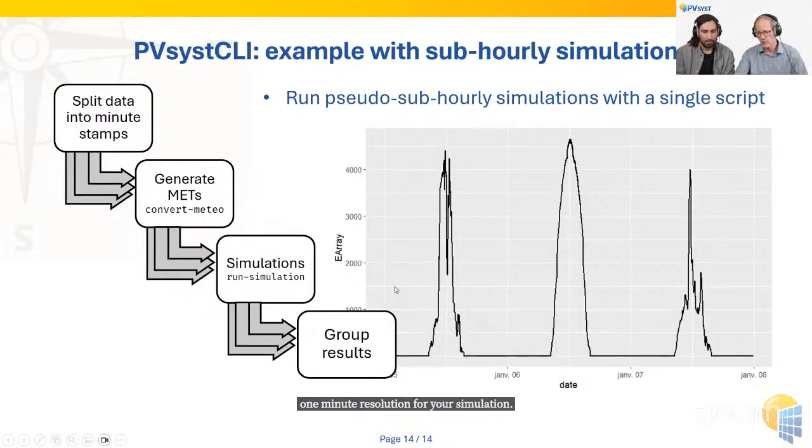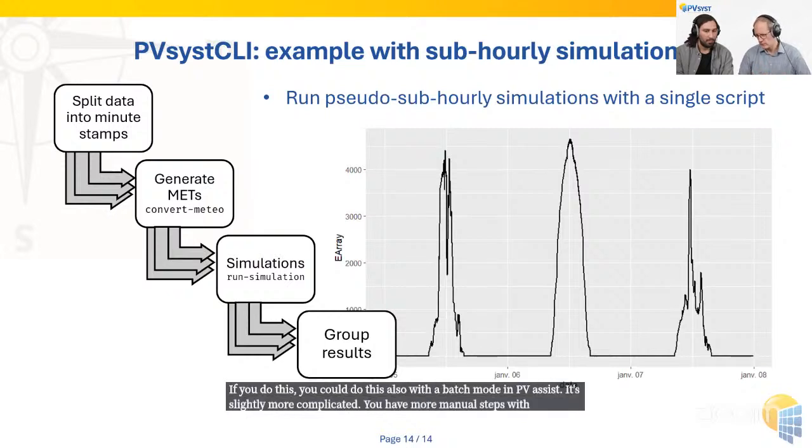I will not go through this example because it takes some time, but I want to say two things. If you do this, you could do this also with the batch mode in PVsyst. It's slightly more complicated. You have more manual steps. With PVsystCLI, you can really automatize all these steps. This is the first advantage.